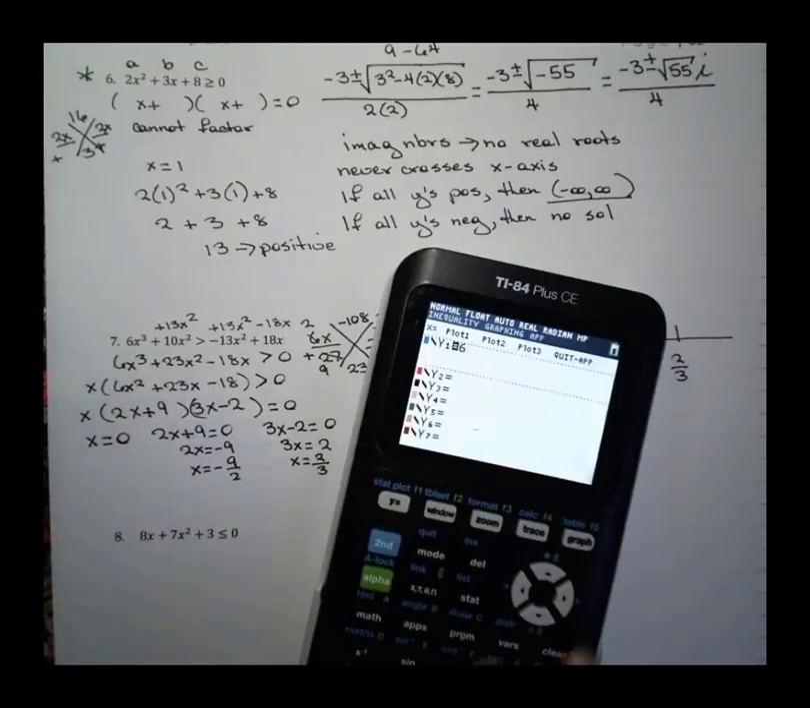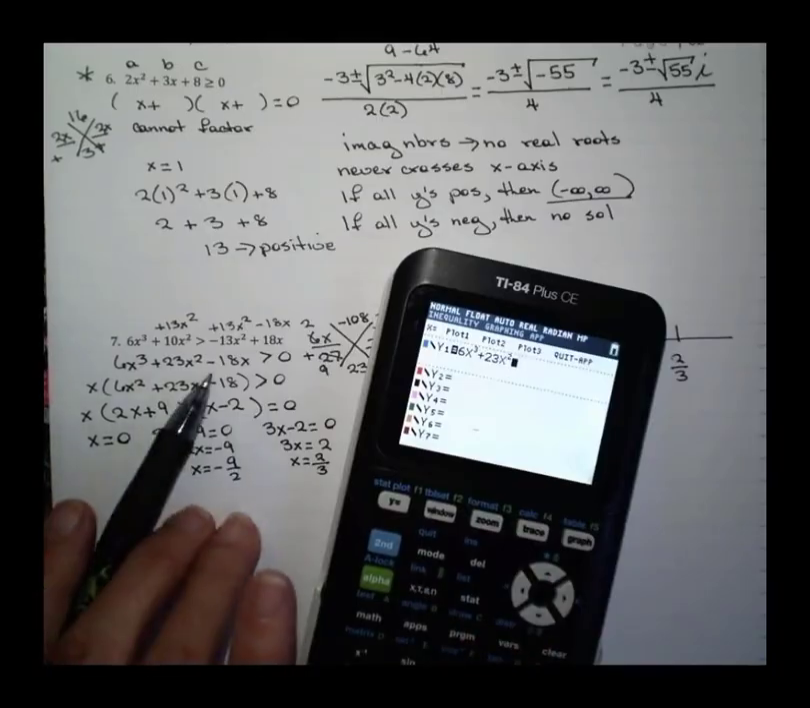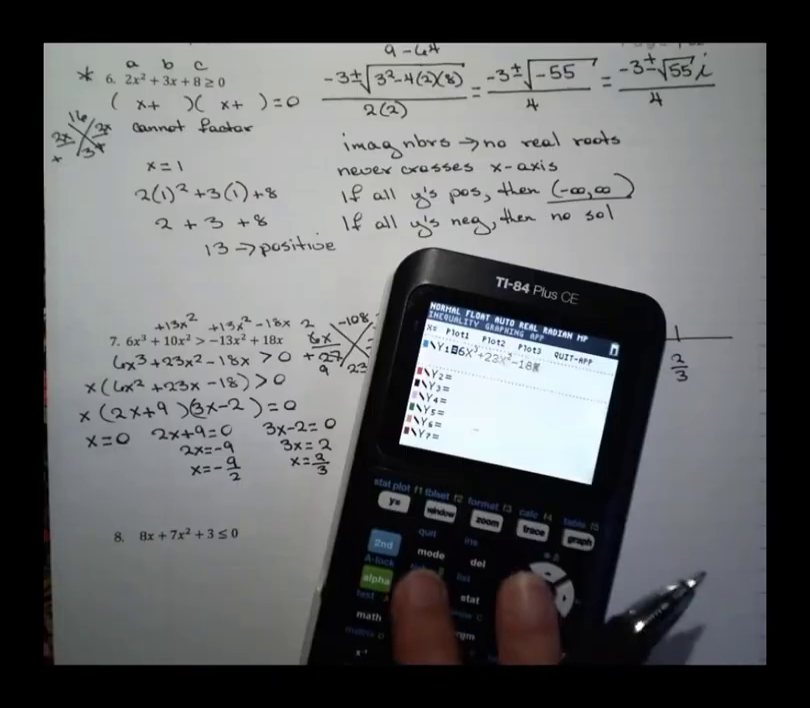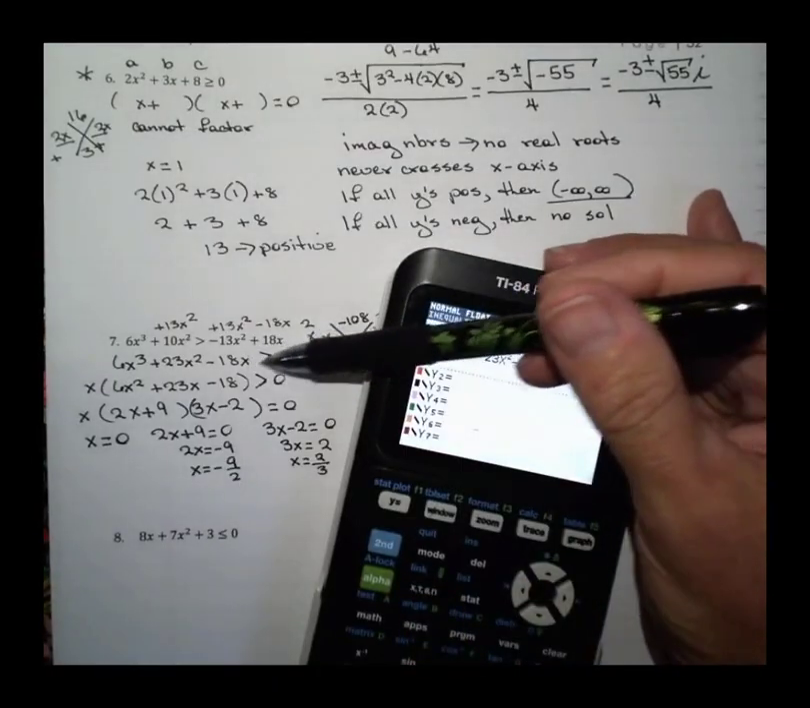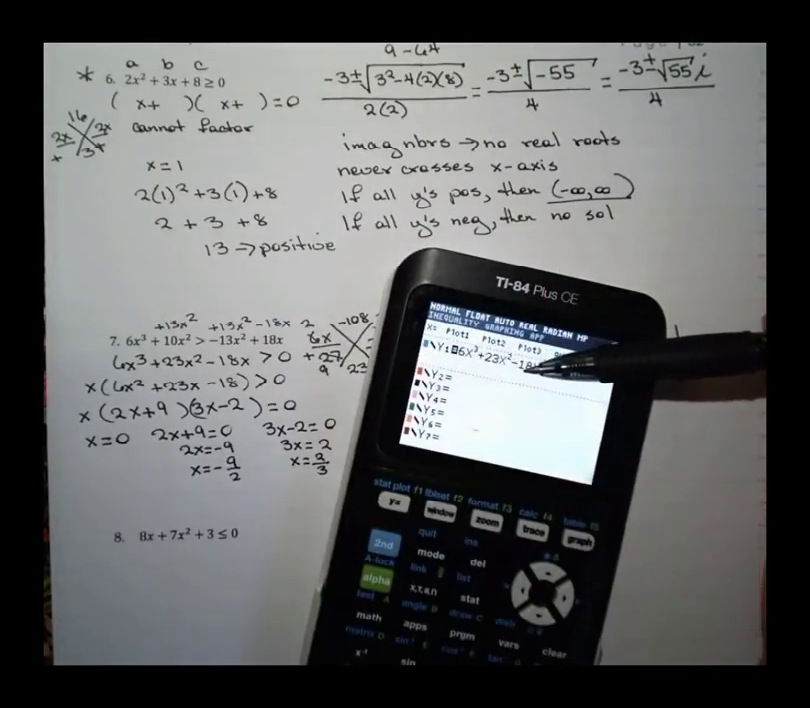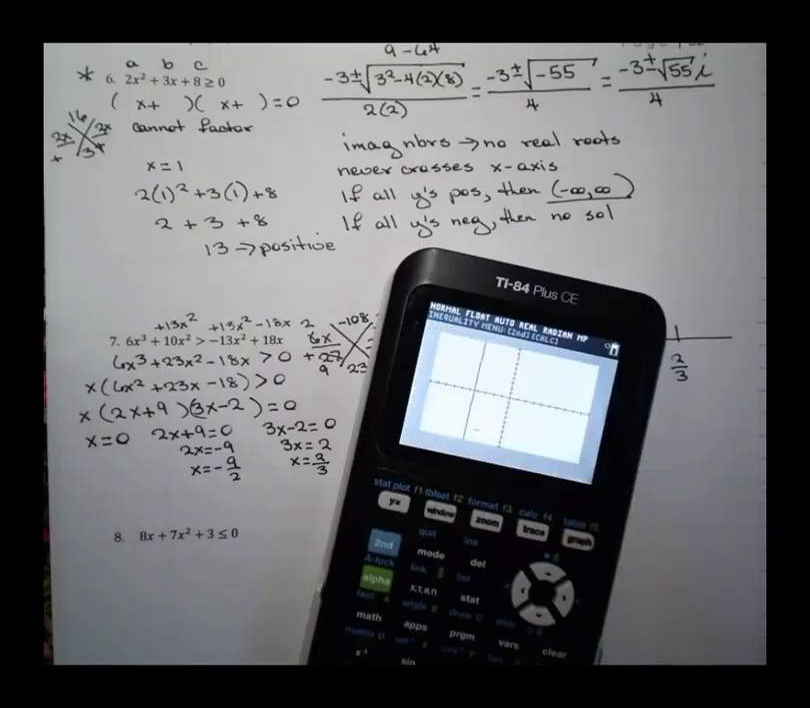I'm going to say 6x cubed plus 23x squared, and what's next? Minus 18x. And check it out. Is that what I got when I finished getting everything on one side is 0? 6x cubed plus 23x squared minus 18x. Let's see what this looks like when we graph it.